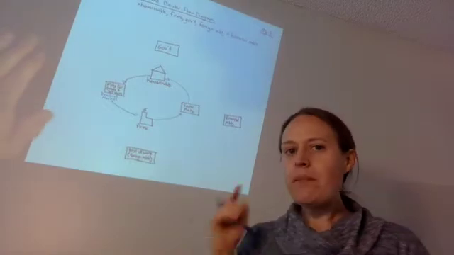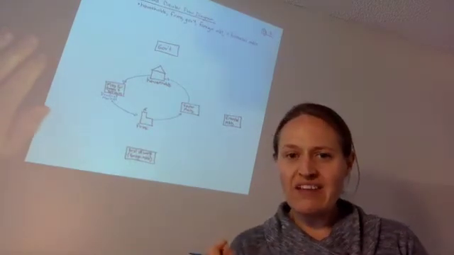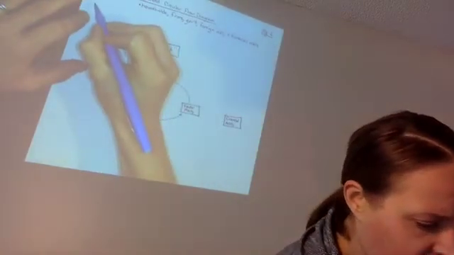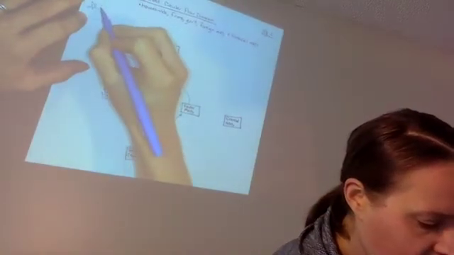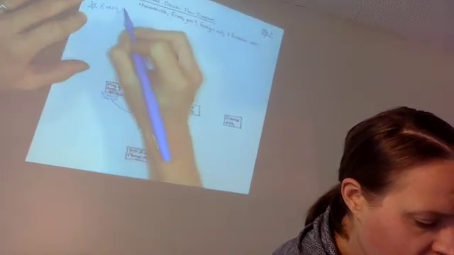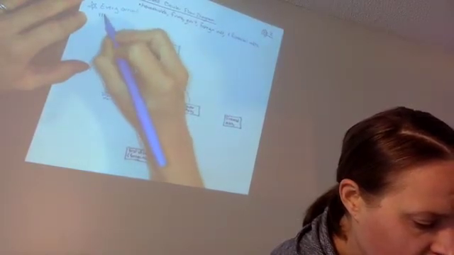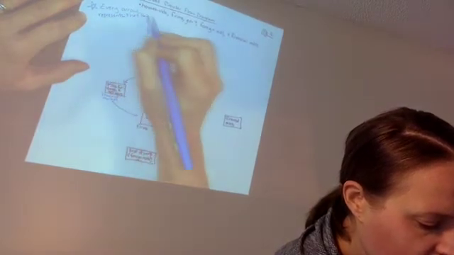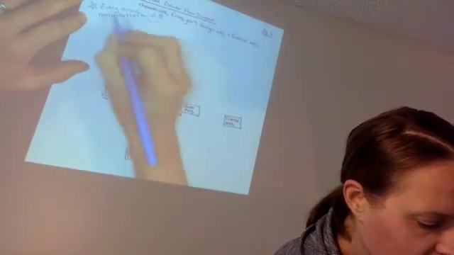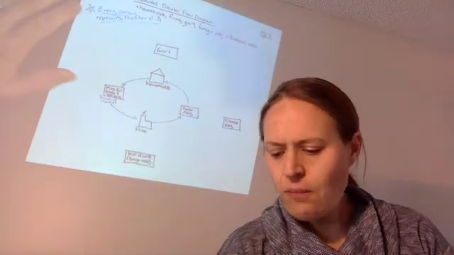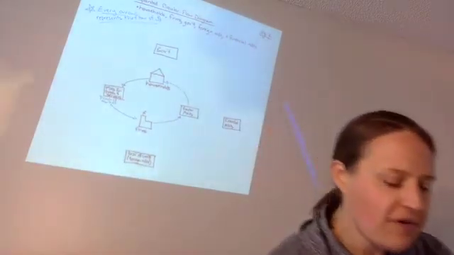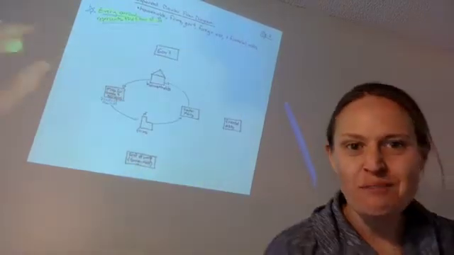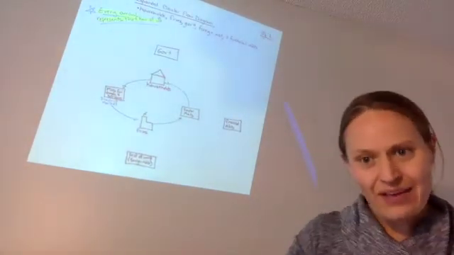Now, remember, every arrow represents the flow of money. Let's write that down over here. Every arrow represents the flow of money. Remember that. Because every arrow represents the flow of money, we're not going to just label every arrow as money, because we need to get a little bit more detailed than that now.